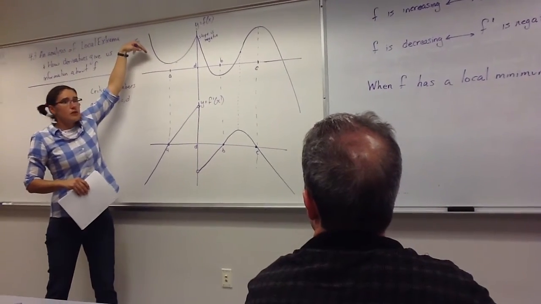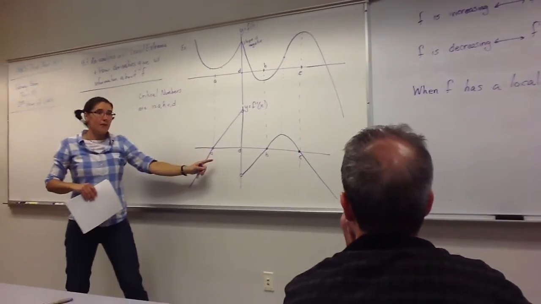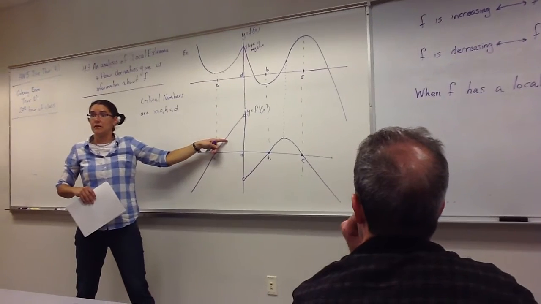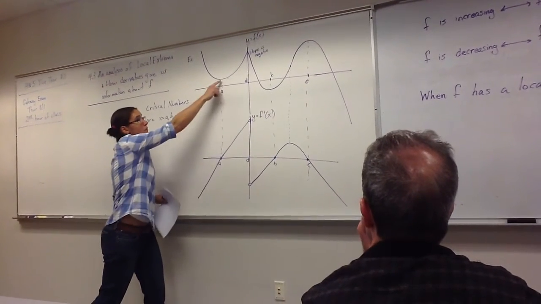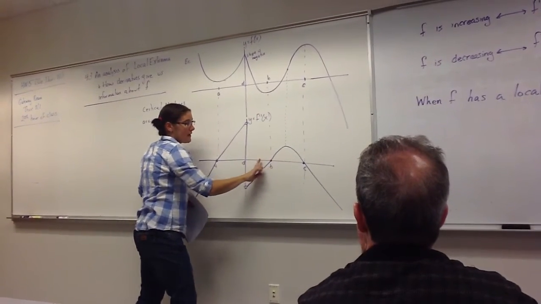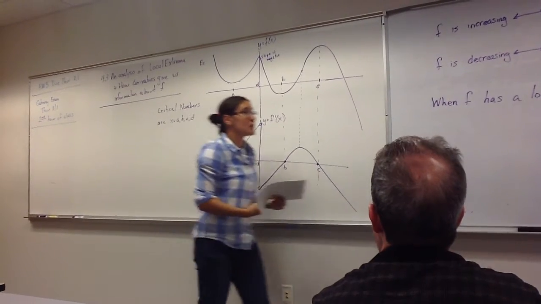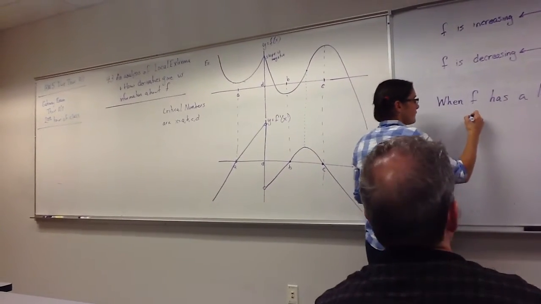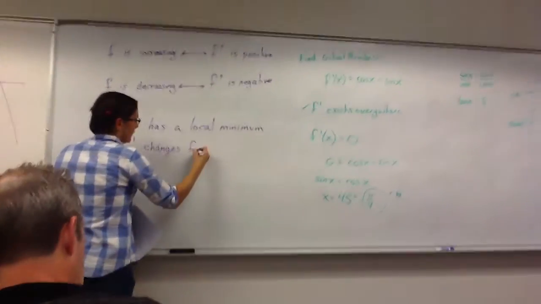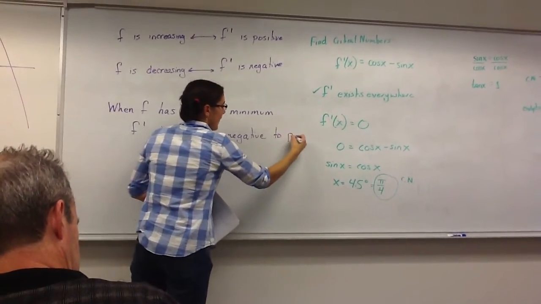Now, notice what's happening on the f prime graph. When our original function goes from going downhill to uphill, that means that our f prime is changing from below the x-axis to above the x-axis. And notice that that happens at A, when we had a local minimum, and also at B. As I read left to right, f prime is changing from negative to positive. So when f has a local minimum, f prime changes from negative to positive.